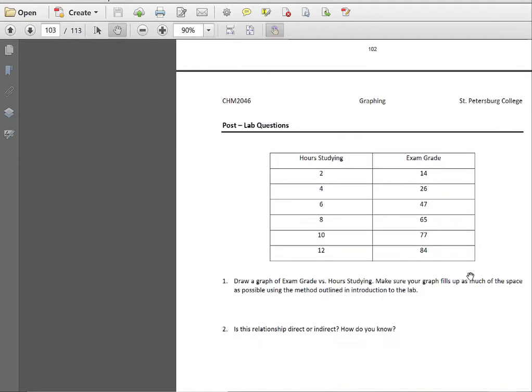So then this is the second graph you have to graph. That was the first graph, and this is the second graph. This is under PostLab. A lot of people don't do this, and they go on there and they're like, oh, hold on, I'm missing a whole graph. So make sure you graph both of these graphs.